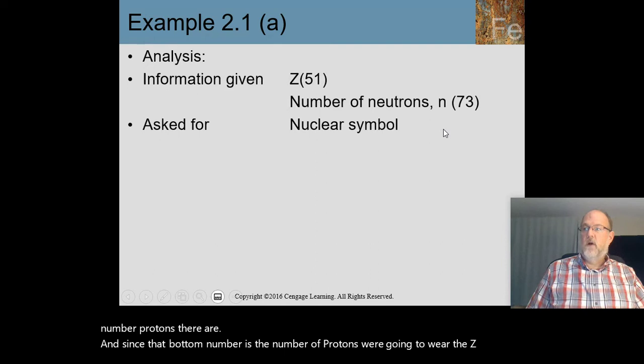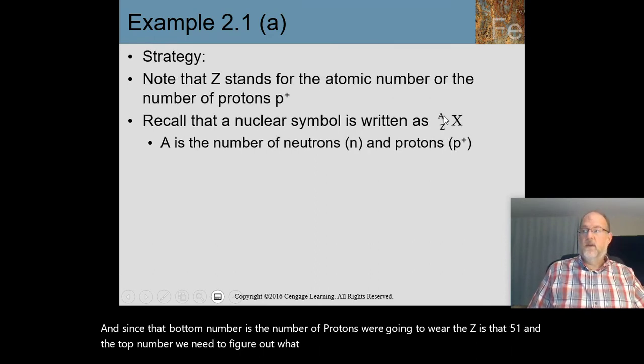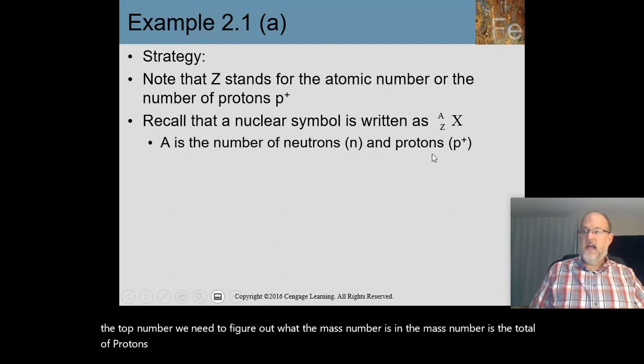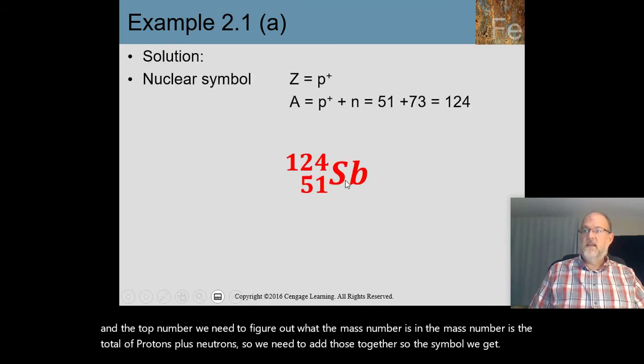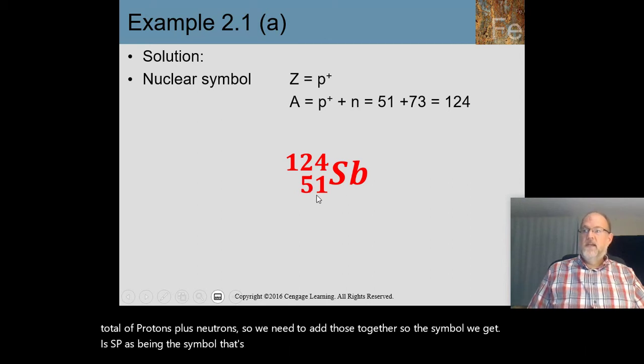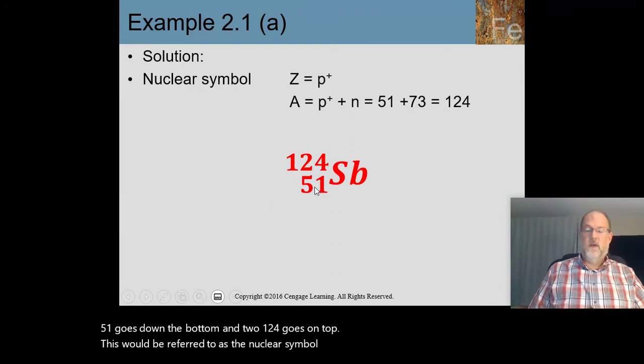And the top number, we need to figure out what the mass number is, and the mass number is the total of protons plus neutrons. So we need to add those together. So the symbol we get is Sb as being the symbol. That's for antimony. 51 goes down to the bottom, and 124 goes on top. This would be referred to as the nuclear symbol. Again, very often this 51 is eliminated. It's kind of, like I said, redundant.